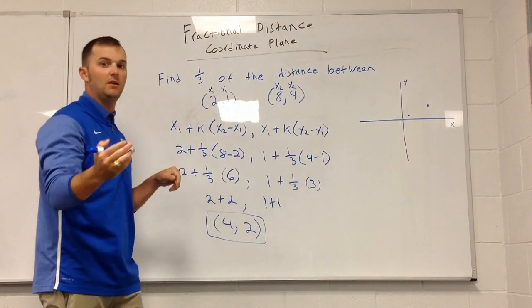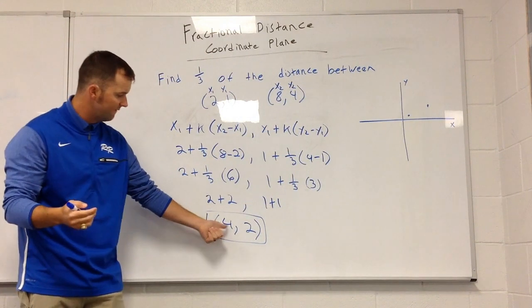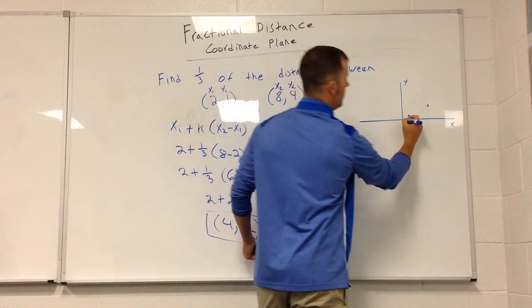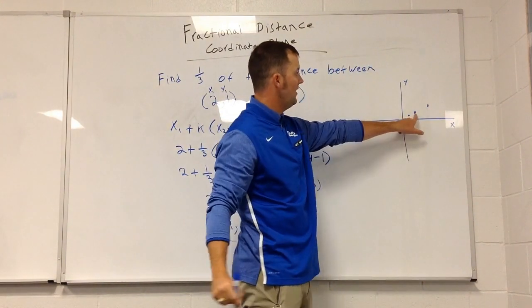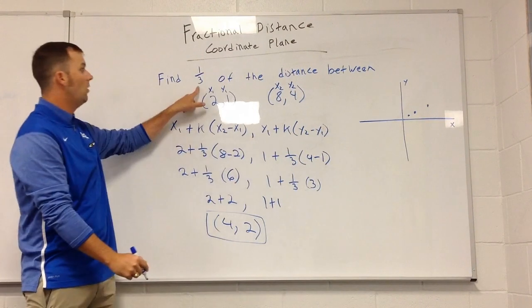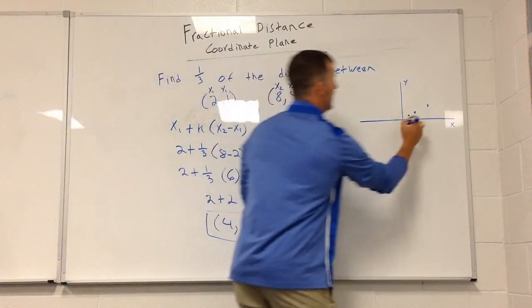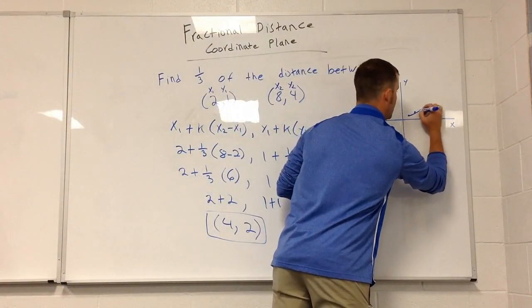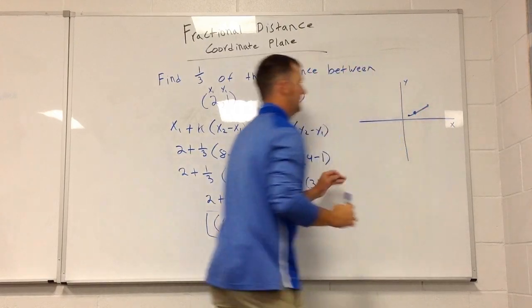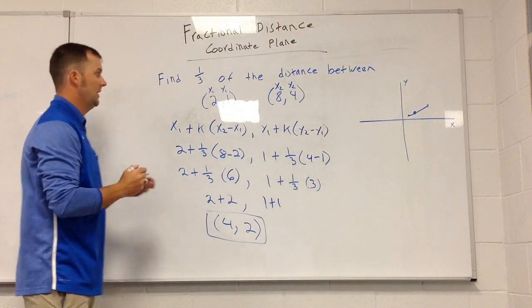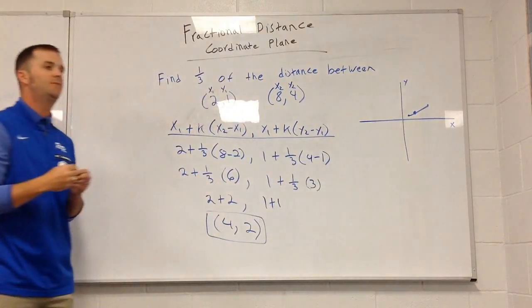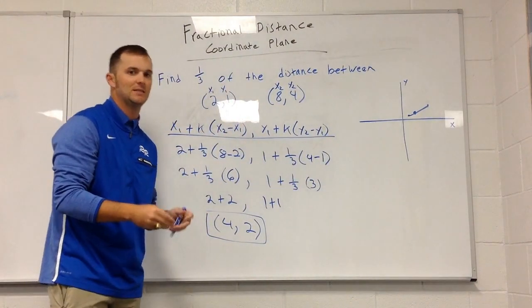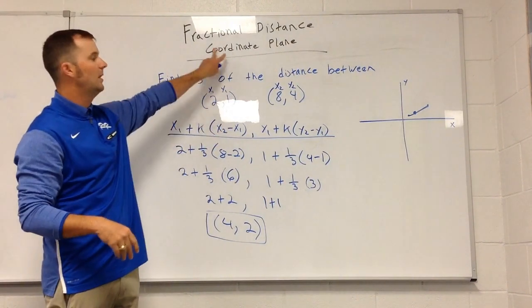And the main thing you need to do, if you see 4, 2, is count over 4 and up 2, which goes about right here. That point is going to be 1/3 of the line connected between 2, 1 and 8, 4. That's the 1/3 point. So ladies and gentlemen, this equation is going to help you find the fractional distance of any line segment on a coordinate plane.